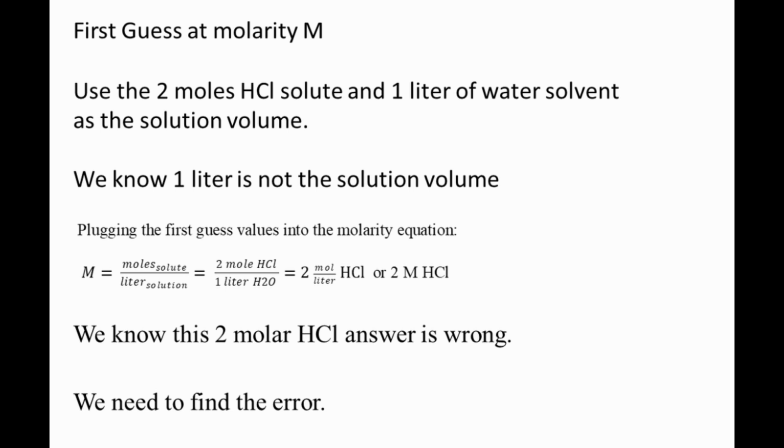This result will be an error, but the result will give us a good estimate of how large the error is when we arrive at a final approximation. We plug the first guess values into the molarity equation. Molarity equals moles of solute divided by liters of solution equals 2 moles of HCl divided by 1 liter of water equals 2 moles per liter of HCl, or 2 M HCl.